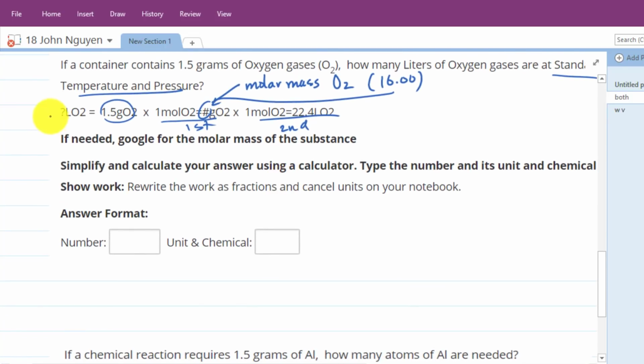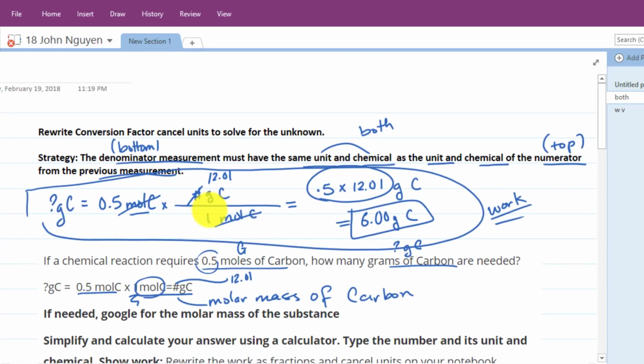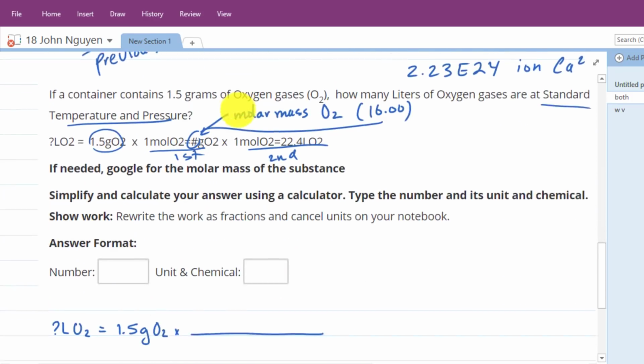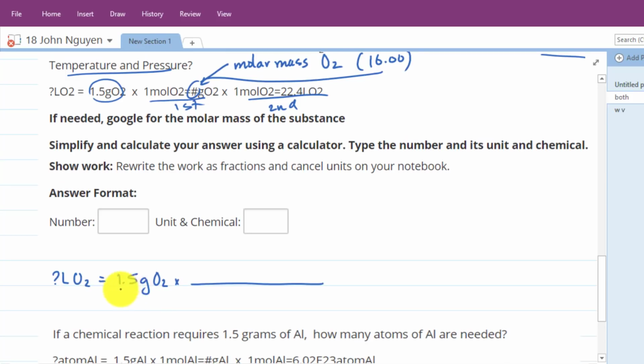And of course, I always start from the very beginning, which is what I'm looking for, liters of O2. And then start next with my given, 1.5 grams of O2. And notice I don't have to worry about fractions yet until I see my conversion factor. Now I see my conversion factor. And the same strategy again: the denominator measurement must have the same unit and chemical as the unit and chemical of the numerator from the previous measurement. So we look at the conversion factor. This is the previous measurement. So we have 1 mole of O2 equal to 16.00 grams of O2. So if this is grams of O2, the unit and chemical down here must be grams of O2 as well.